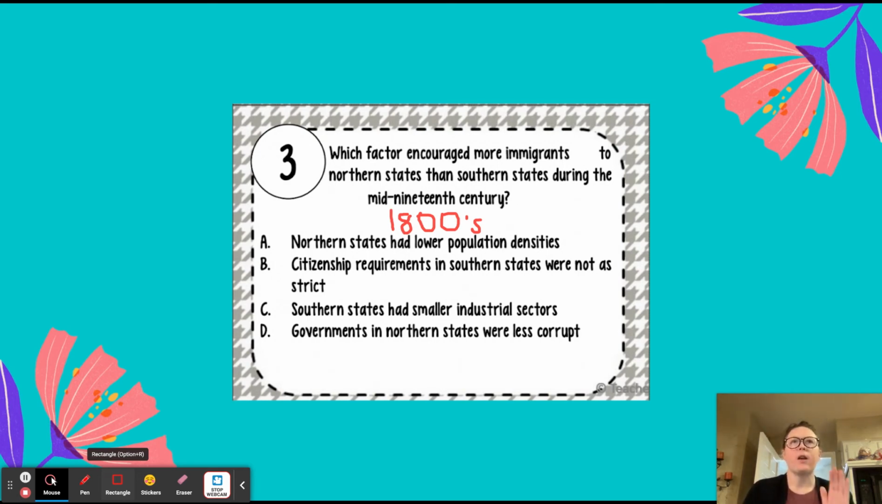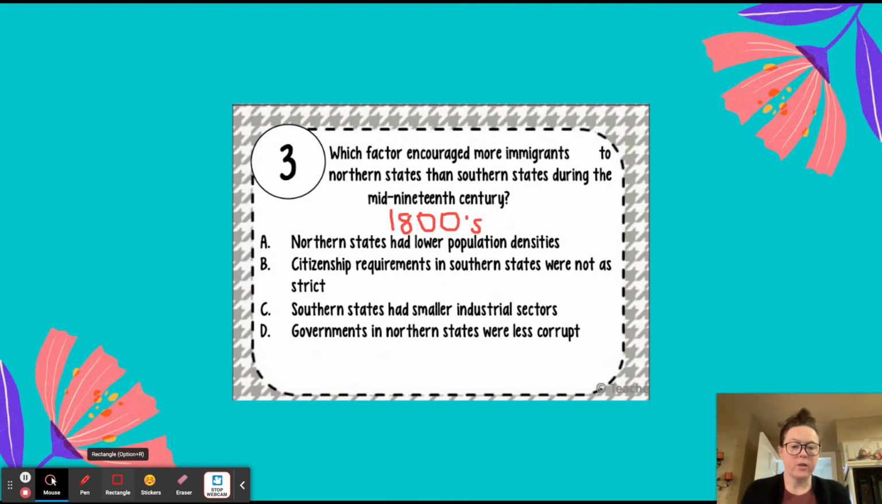So now you're thinking, okay, why are immigrants coming to the New World? What are some pull factors, some things bringing them in? A lot of people move for jobs, for religious freedom. So you're brainstorming all of these things. Now we look at our answer choices.